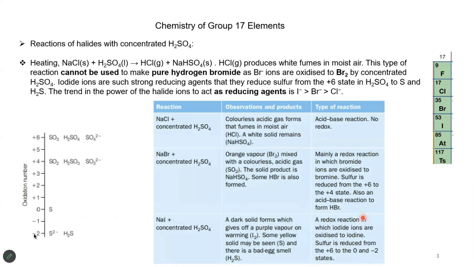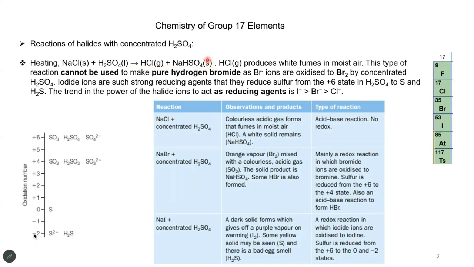And then we can see how halide ions react with concentrated sulfuric acid. So when we take a chloride compound, sodium chloride solid, and dissolve it in concentrated sulfuric acid, we get hydrochloric acid gas and sodium bisulfate solid.